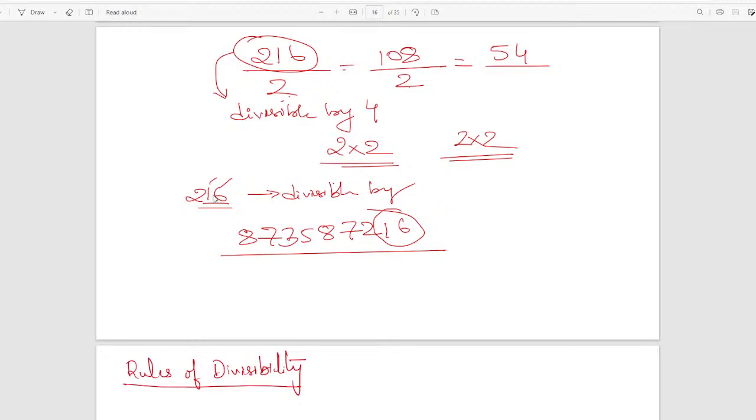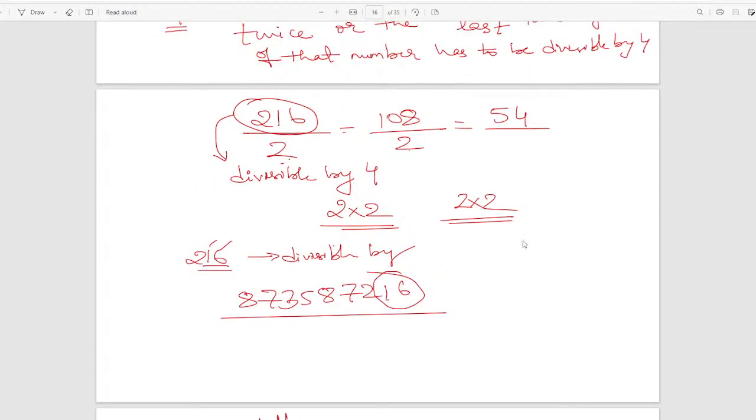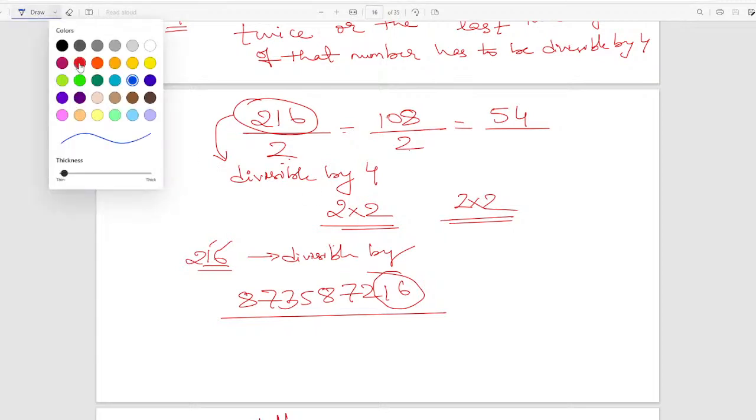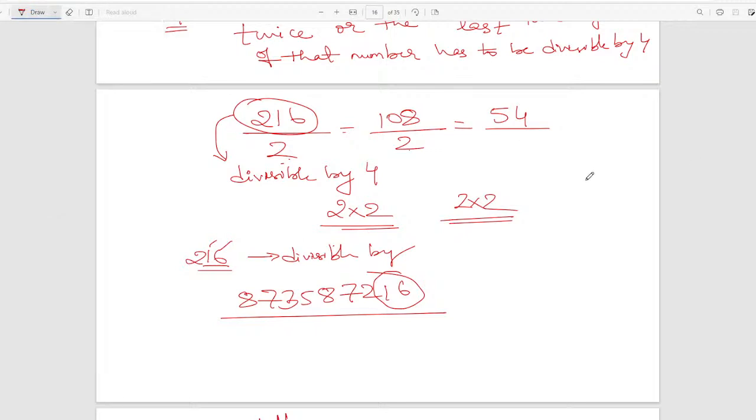Yeah, sure. Co-primes are nothing but numbers which don't have any common factors. Those numbers are called co-primes. For example, you can take 21 and 29. These are co-primes, and any two numbers which don't have a common factor are called co-primes.